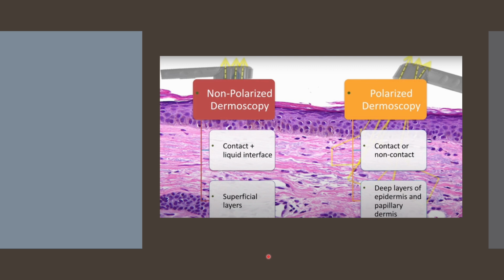With the help of a non-polarized dermatoscope, you can see the superficial layers, that is the epidermis, while with the help of a polarized dermatoscope, you can see the deeper layers of the epidermis and up to the papillary dermis.